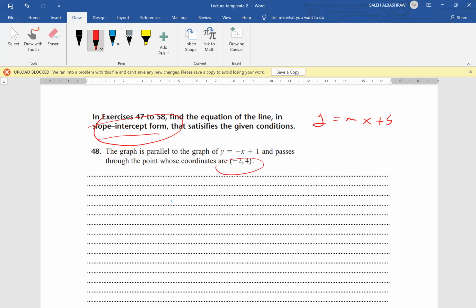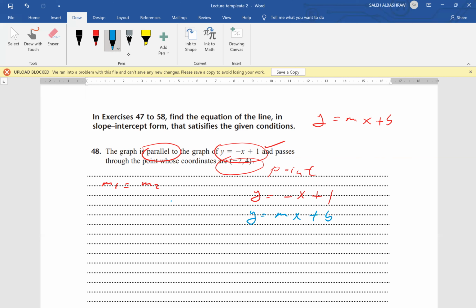So we are given 1 point there. This is a point on the line. And the line that we need to find the equation for is parallel to the given line. Parallel means m1 equals m2. Now, what is m1? I have the equation y equals minus x plus 1. It is in the form y equals mx plus b, so the coefficient of x gives me the slope.